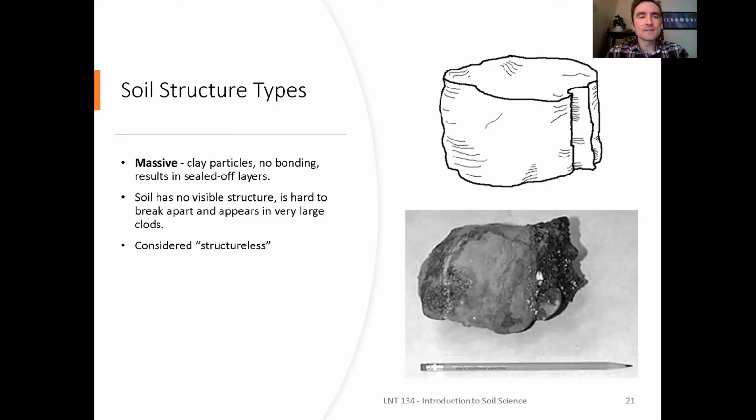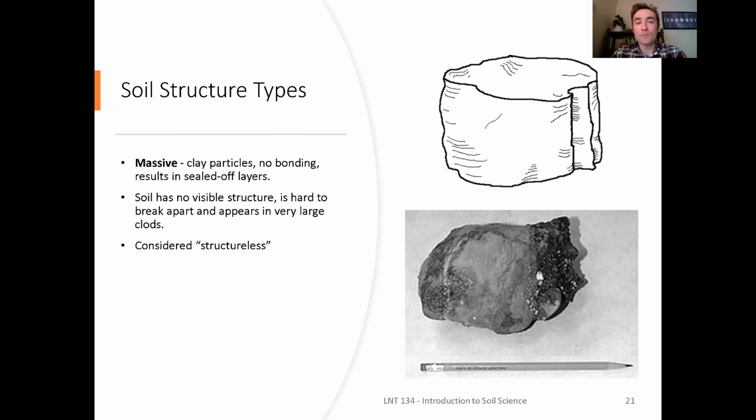And then finally, there's massive, which is larger than blocky, but it's just these giant clumps of soil, typically clay, and it results in kind of a sealed off layer where water does not penetrate and not a whole lot of oxygen is present. So this is also a structureless soil, but it's just one solid basketball-sized chunk of rocks. So this is your massive soil structure.